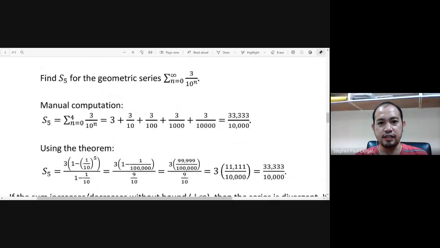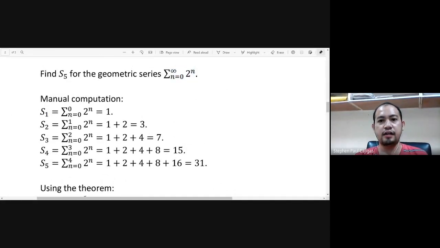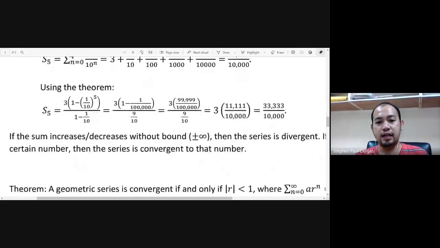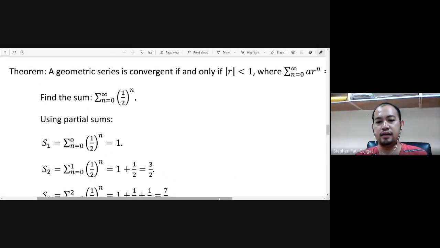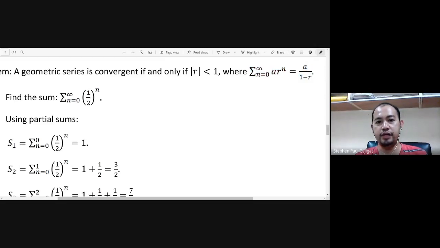But if your R is not less than 1, for example, R is equal to 2, then you see these numbers here: 1, 3, 7, 15, 31. They keep getting bigger. If you look for the 1,000th partial sum, that is a very big number. If you look for the 10,000th partial sum, that's another very big number. So your sums are increasing without bound, so it is going to infinity. That means this is divergent, meaning we cannot use the formula because R is more than 1. So the only way that you can use this formula is if the absolute value of R is less than 1.